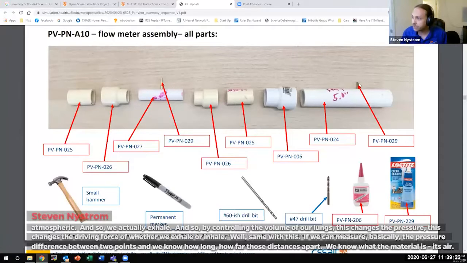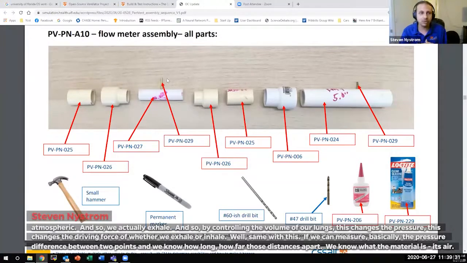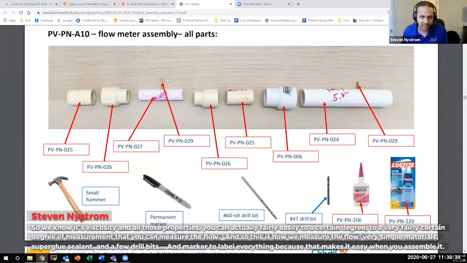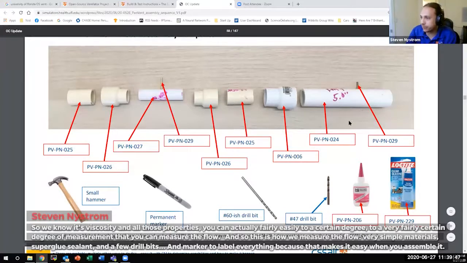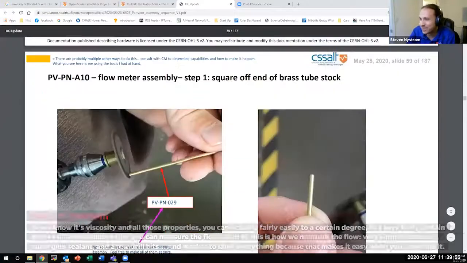If we can measure basically the pressure difference between 2 points, and we know how far those distances are apart, we know what the material is, it's air, so we know its viscosity and all those properties, you can actually very easily, to a fairly certain degree of measurement, measure the flow. And so this is how we measure the flow. Again, very simple materials: super glue, sealant, and a few drill bits. And a marker to label everything, because that makes it easy when you assemble it.